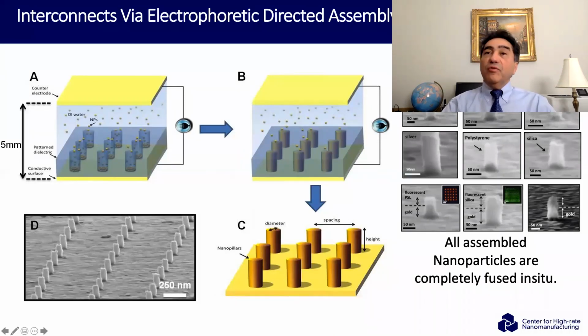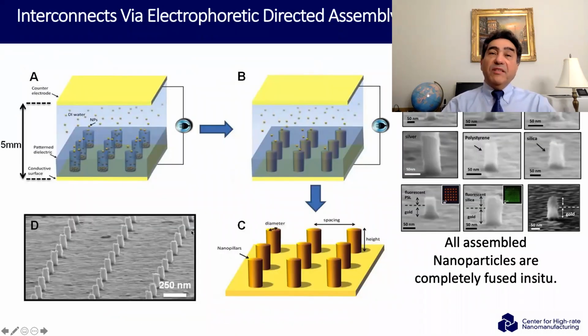Now you can do this. This is gold. You can do copper. You can do aluminum. You can do tungsten. You can do silver. You can do polymers, silica. You can do half gold, half PSL. You can do a variety of things. It's a very flexible process. And by the way, you can do a 4-inch wafer in about 30 seconds. So it's a very, very fast process.